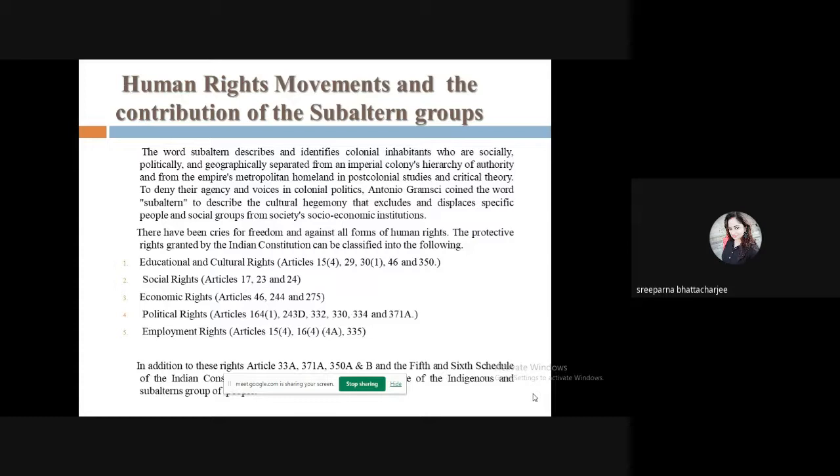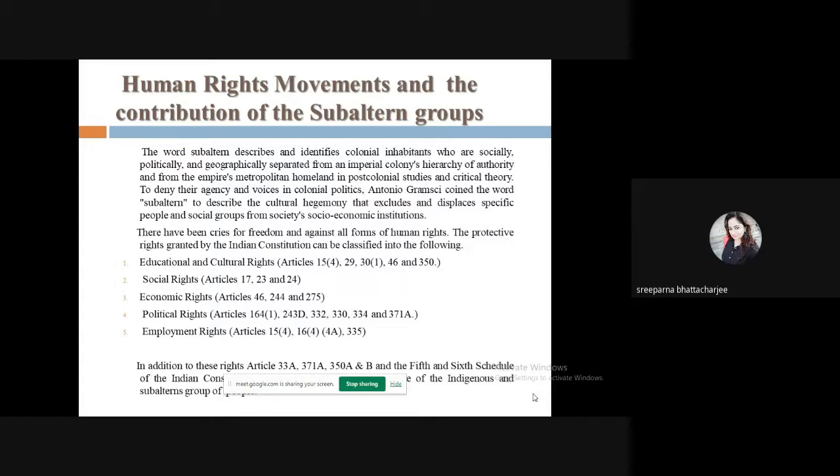So it's the human rights movement at the initial stage, we can say, and that movement actually resulted in the incorporation of a people-oriented constitution where people have been granted educational and cultural rights, the social, economic, political, and other kinds of rights. And these are irrespective of our caste, creed, and any other background.